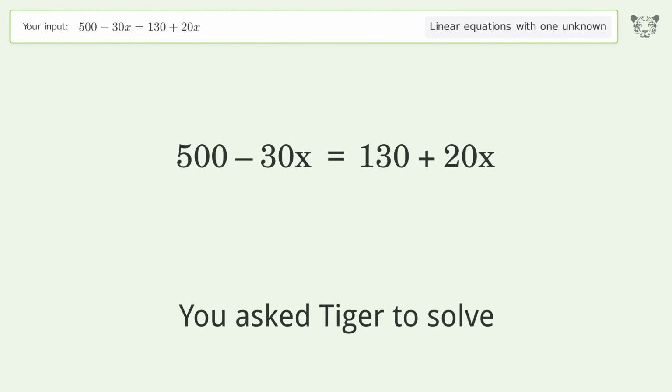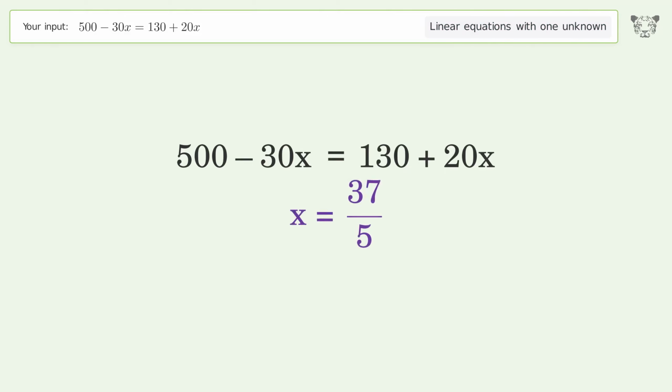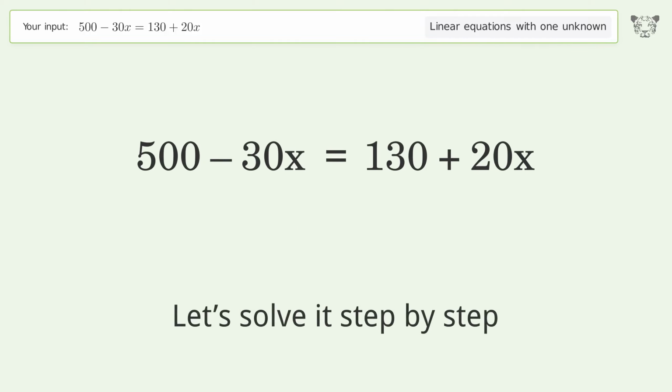You ask Tiger to solve. This deals with linear equations with one unknown. The final result is x equals 37/5. Let's solve it step by step.